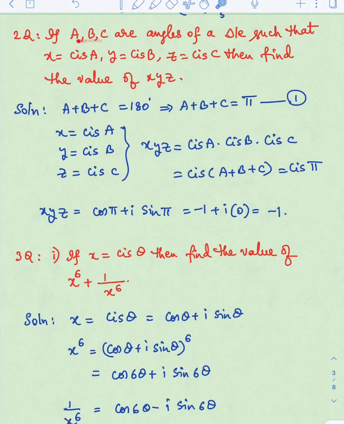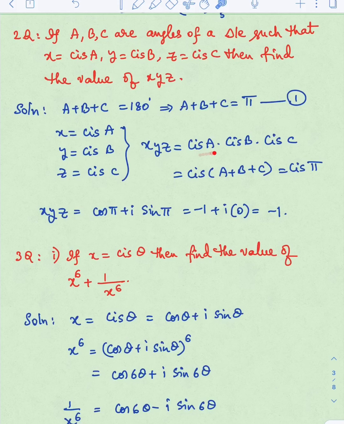Okay, now let us see. These are the angles of a triangle. The angle sum property says the total of the 3 angles in a triangle is 180 degrees. So A plus B plus C is equal to pi. This is equation 1. What is given in the question? x is equal to cis A, y is equal to cis B, z is equal to cis C. And what is required here? xyz. So multiply all these values: x into y into z, right side cis A into cis B into cis C.